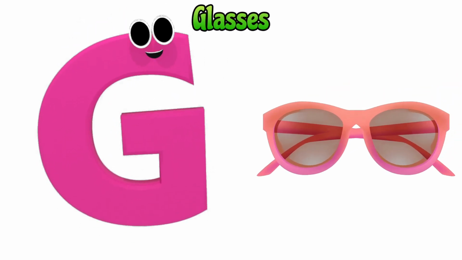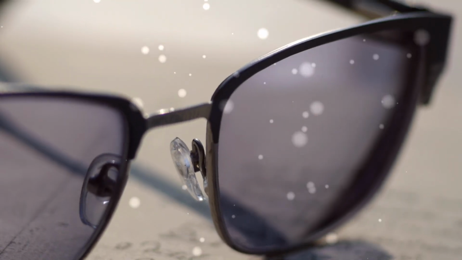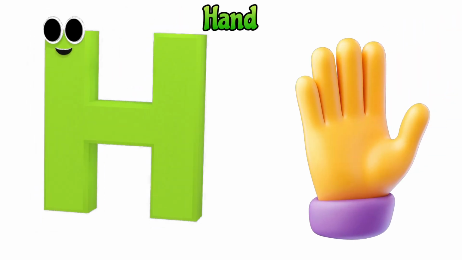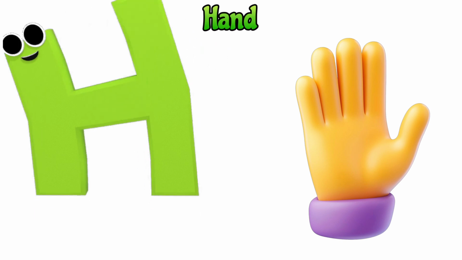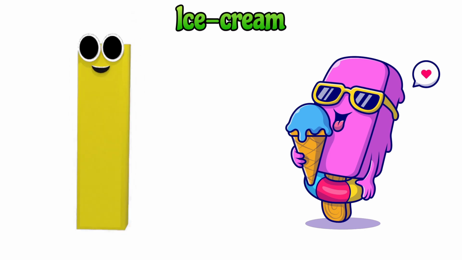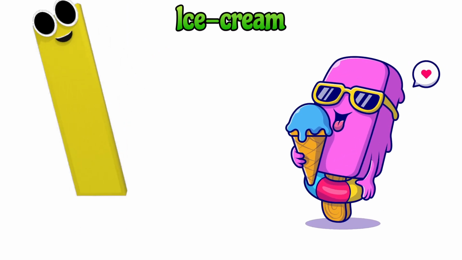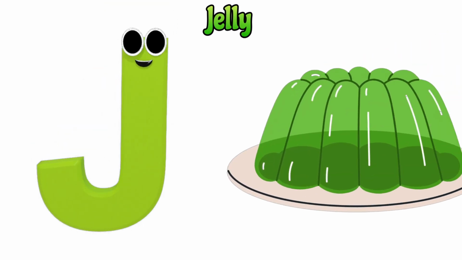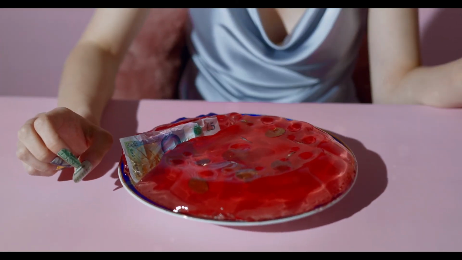Glasses, glasses. Gray glasses. H is for hand. Hand, hand. Clapping hand. I is for ice cream. Ice cream, ice cream. Yummy ice cream. J is for jelly. Jelly, jelly. Wobbly jelly.